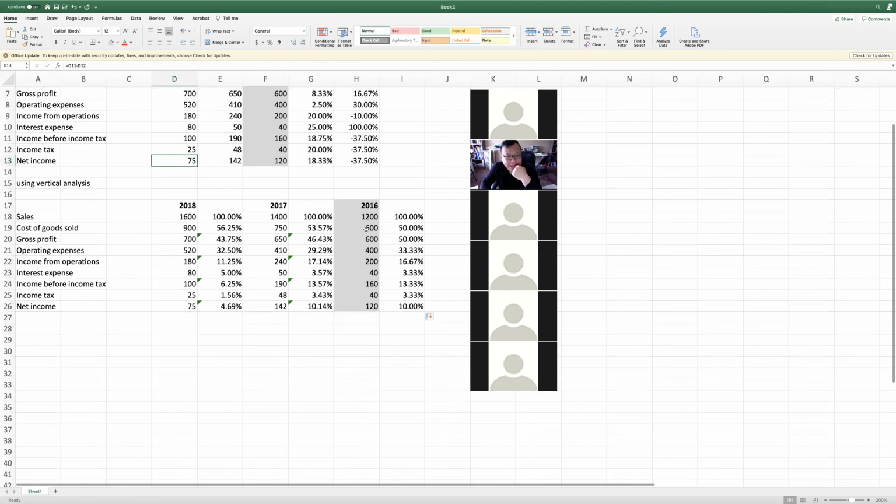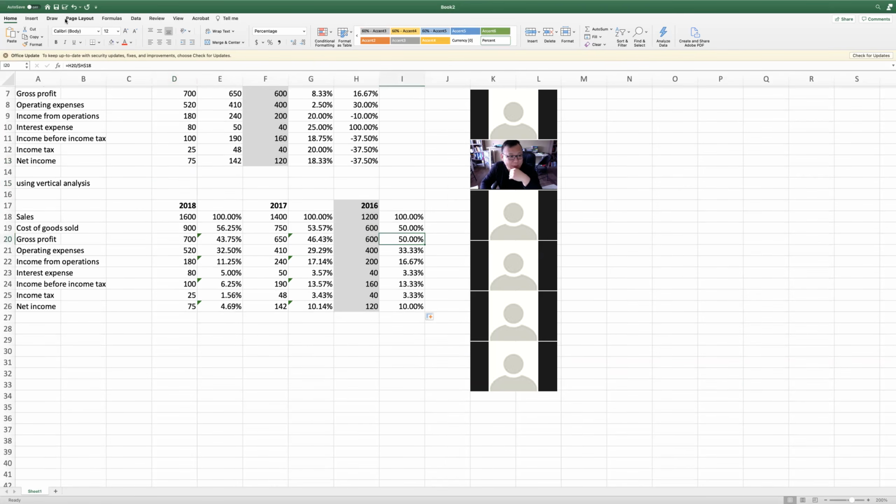For vertical analysis, you want to pay attention to this number. This is the gross margin, so use the gross profit divided by sales. This number is your gross margin. The higher the better, right? But in this case, you can see that the gross margin has been declining. So 50, 46, 43. So that's a bad thing.